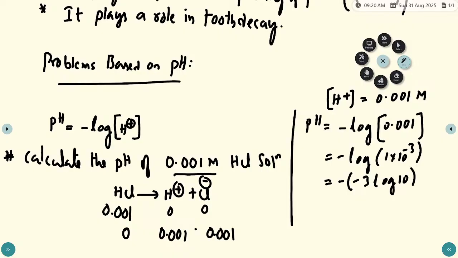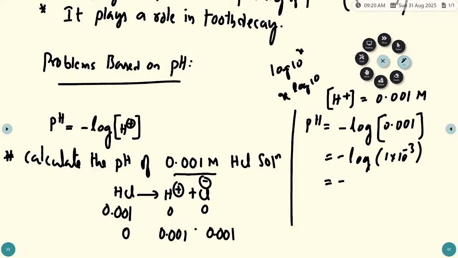So let us see the log values. Okay. So for example, log of 10 to the power of x is equal to x log 10. Isn't it? x log 10.